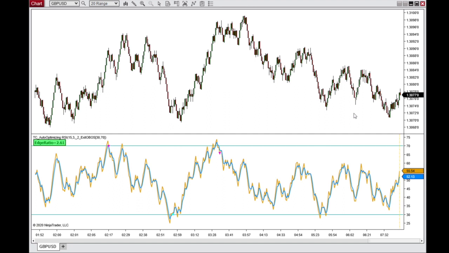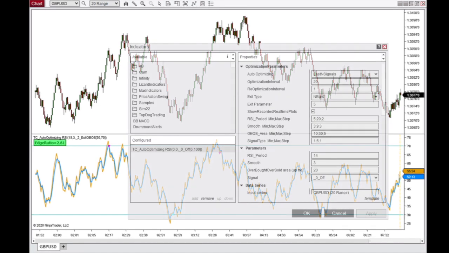Now a couple of other things I'd like to point out. This little yellow line shows you when it optimized. So if you've got it set to re-optimize, say every 3 signals or every 20 bars, it will move that line to the latest optimization point, so you know when it last optimized.